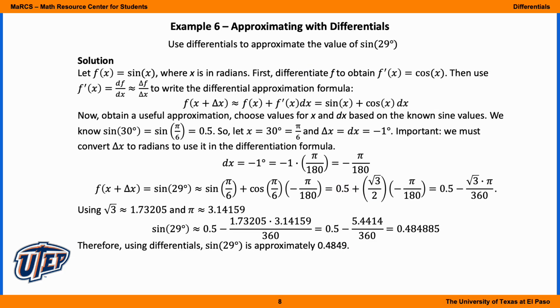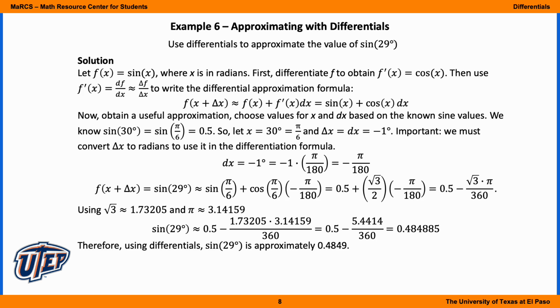So for our last example, we are using differentials to approximate the value of sine of 29 degrees. We let f of x equal sine of x, where x is in radians. First we differentiate f to obtain f prime of x, so the derivative of sine of x is equal to cosine of x. Then we use f prime of x, the derivative of f with respect to x, which is approximately equal to delta f divided by delta x, to write the differential approximation formula. So we have f of x plus delta x is approximately equal to f of x plus f prime of x dx. Plugging in everything that we have: sine of x plus cosine of x dx.